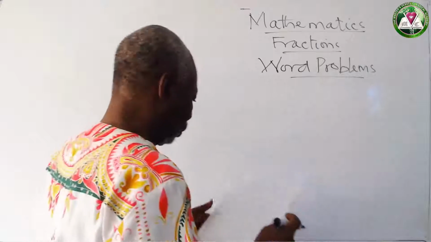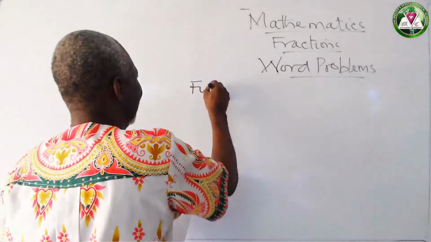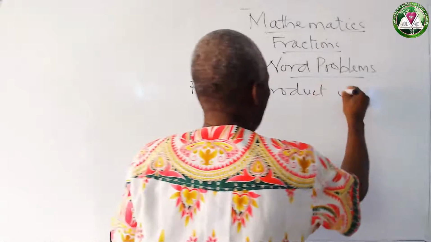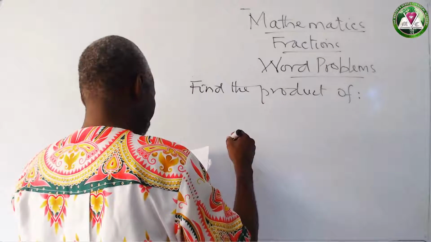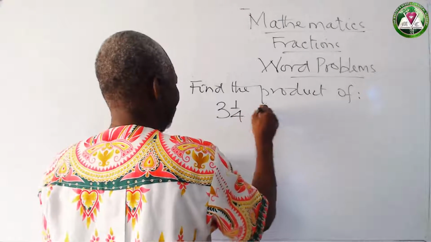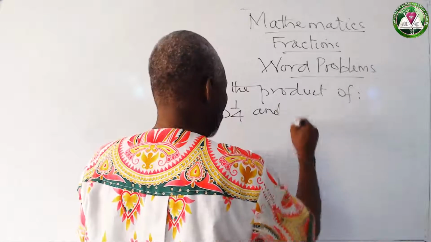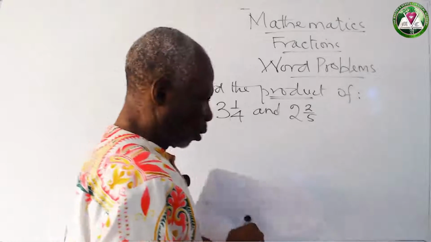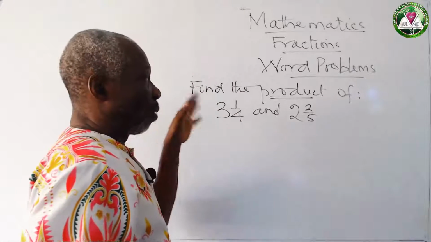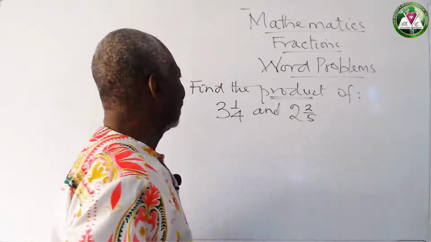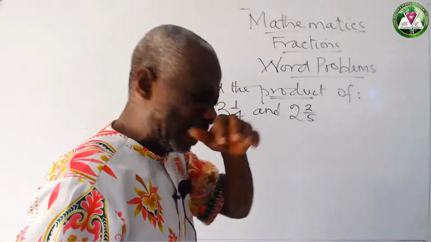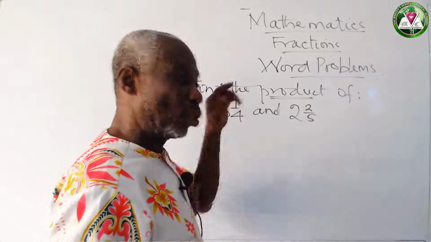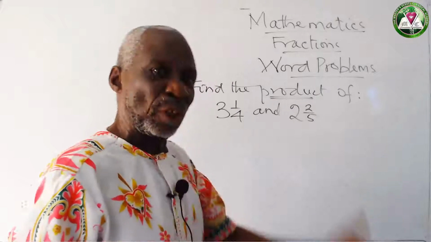Now we are moving into product. Find the product of 3 1/4 and 2 2/5. So we underline this product. What does that stand for? From what we explained earlier, whenever we see product, it means that we are looking for the answer that we get from multiplication. Product implies something is multiplied or some things are multiplied.